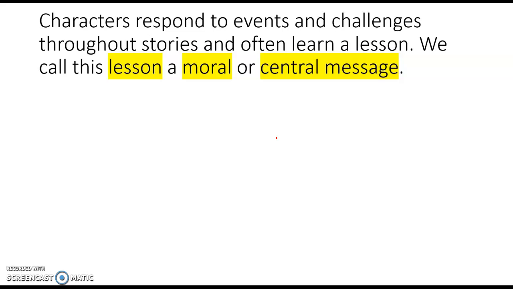Characters respond to events and challenges throughout stories and often learn a lesson. We call this lesson a moral or central message. We'll be talking more about that moral or central message tomorrow. Today we're focusing on retelling, so we're going to be looking at how the characters are responding to the events throughout the story.